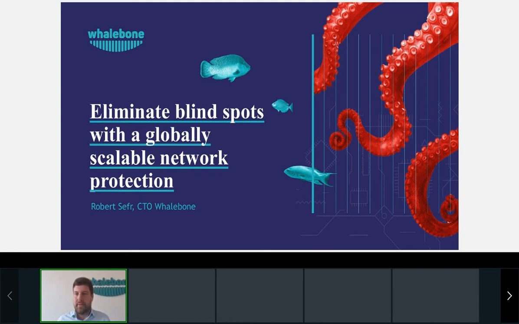Happy to see all of you here in the session that will be discussing the ability to eliminate blind spots with a globally scalable network protection. I'll be looking into how to protect the modern networks, the enterprise networks, and with the needs of the people moving around there and back.